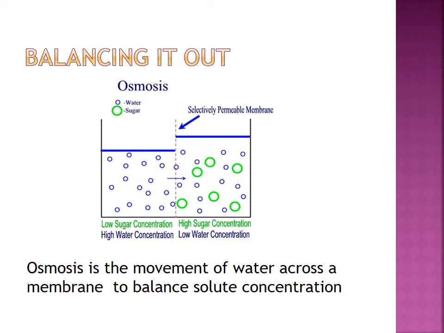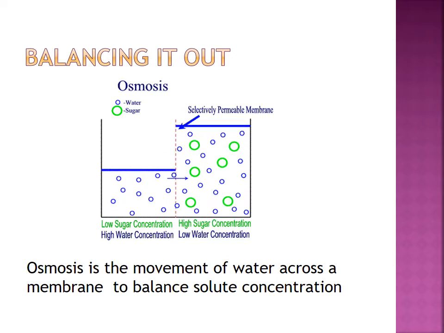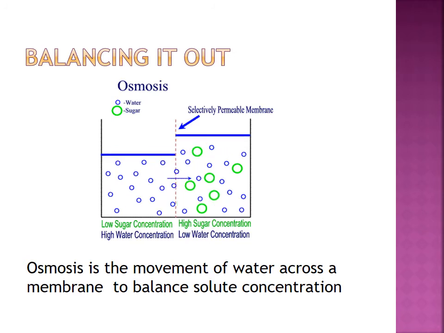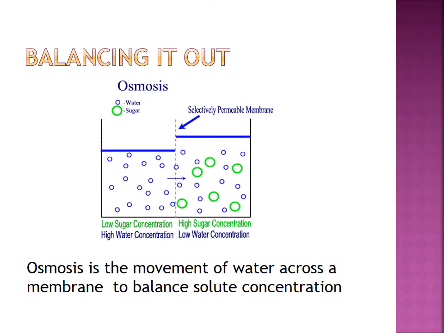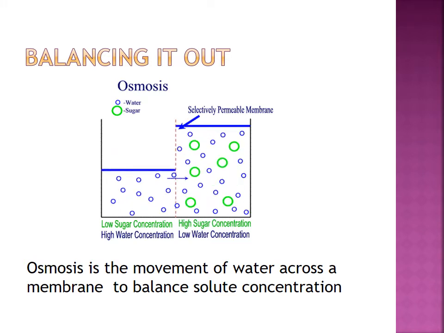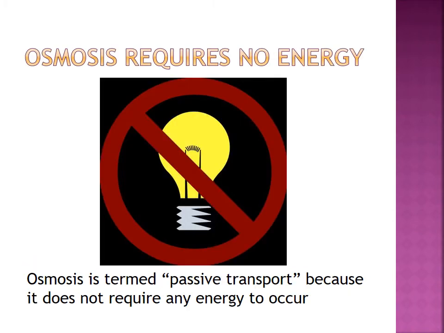What would you term the left side? Hypotonic. And the right side then? Hypertonic. It will continue proceeding until they balance out, until both sides have the same solute concentration. At which point, what would you term it? Isotonic. Now this osmosis, this movement of water across the concentration gradient to reach equilibrium, requires absolutely no energy. It's termed passive. Passive transport does not require any energy whatsoever.